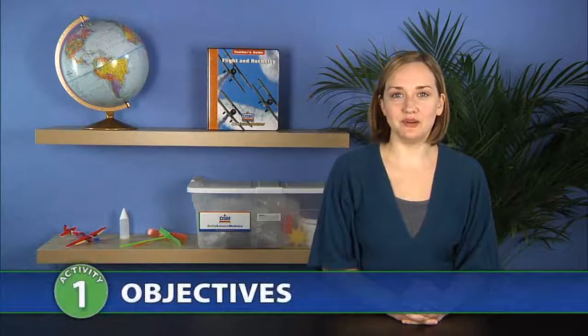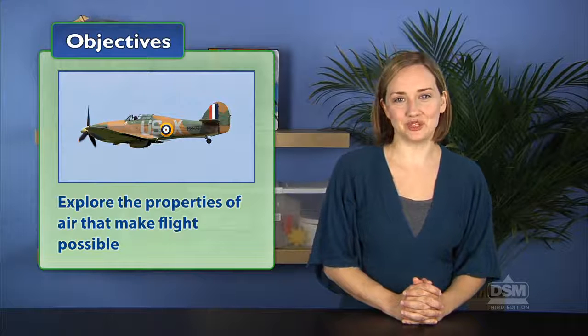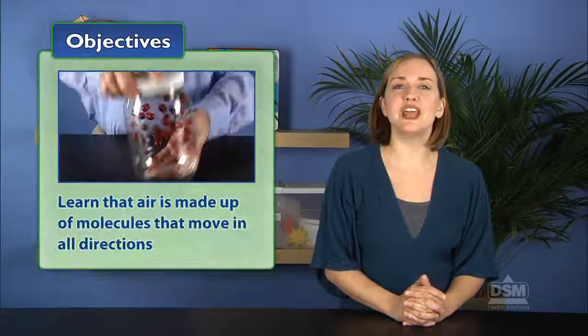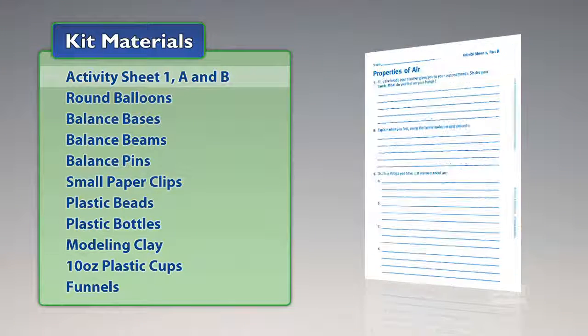In Activity 1, Properties of Air, students explore the properties of air that make flight possible. They show that air takes up space and has weight, then learn that air is made up of molecules that move in all directions.